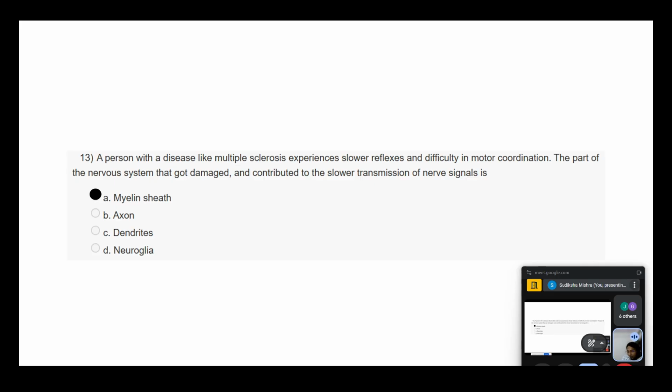So if there is a problem with the myelin sheath, it's going to decrease the speed of the transmission of the nerve signal, because the ions won't stay inside the axon, they might move out of the axon when the polarization of the neuron is occurring.